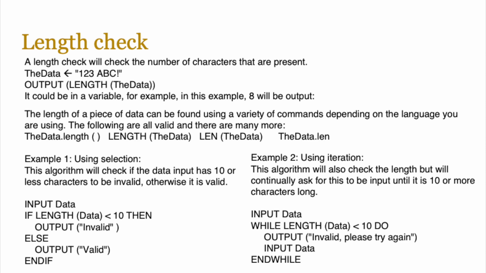Now we can do this the same way. Two examples are on screen. Pause the video and study both. One uses a selection to check the length of the data. Is it less than 10? Then invalid. If it's 10 or over, then it's valid.